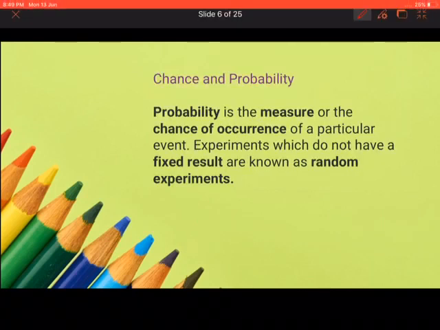Now let's talk about chance and probability. Probability is the measure or the chance of occurrence of a particular event. Experiments which do not have a fixed result are known as random experiments. For example, if I roll a die, that will be a random experiment because we don't know whether we'll get a 6, a 5, a 4 or anything. So that is basically a random experiment whose results are not fixed.